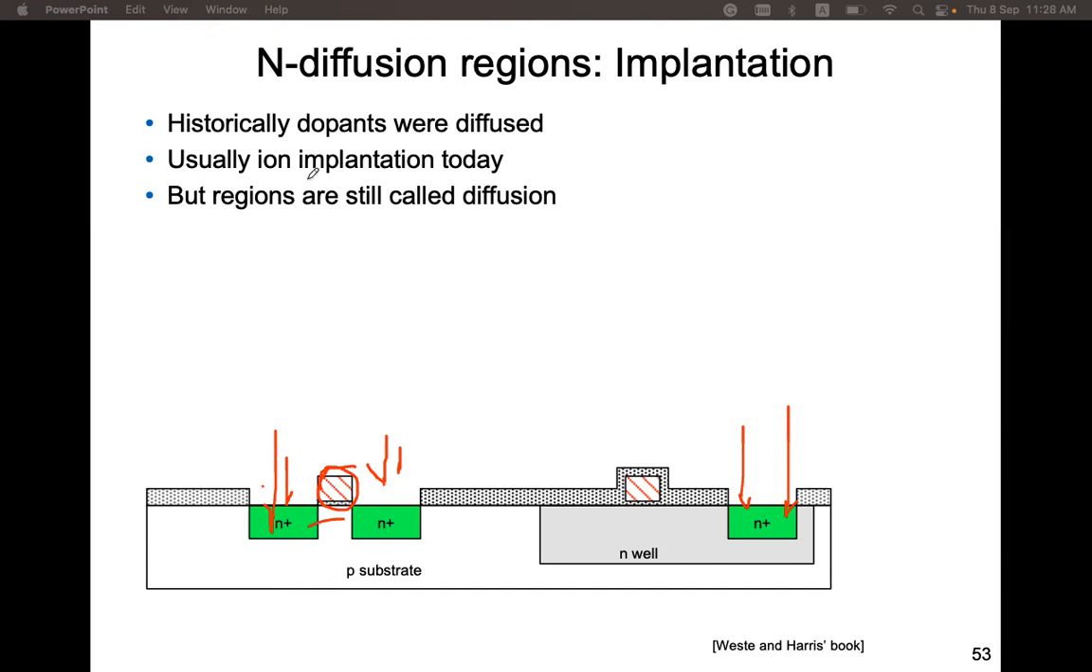Modern day uses implantation for the formation of the diffusion regions. However, due to historical reasons, these regions are still called diffusion regions. Diffusion is a process, like the formation of the N-well. We diffuse the ions into the wafer. That's a historical way, but today we still call this source and drain region a diffusion region, though it is realized by implantation. And this diffusion region is for the N-well contact.